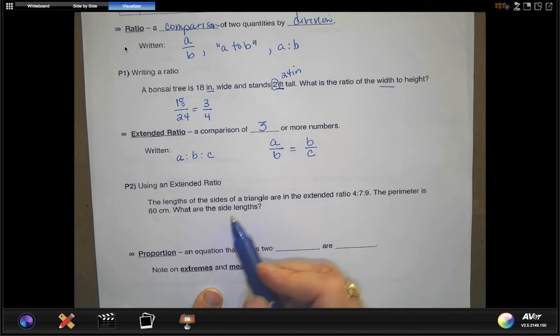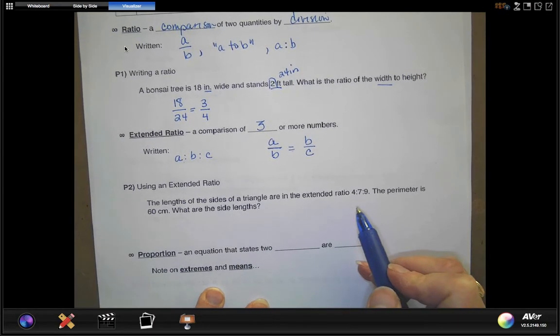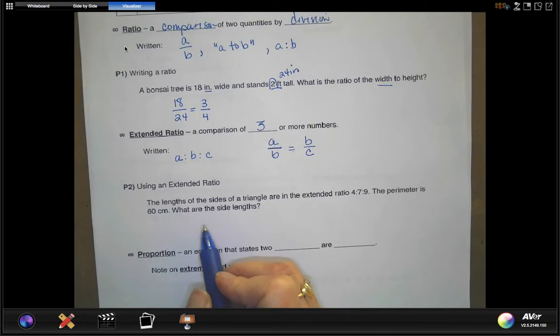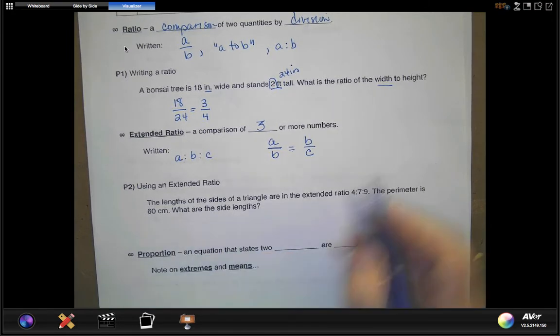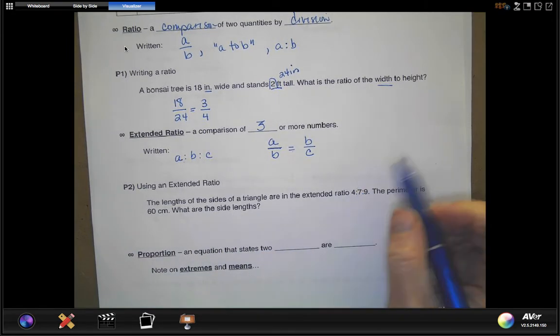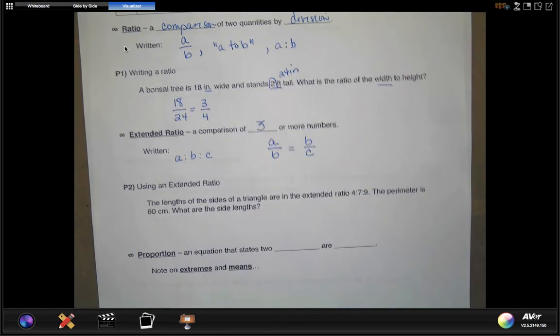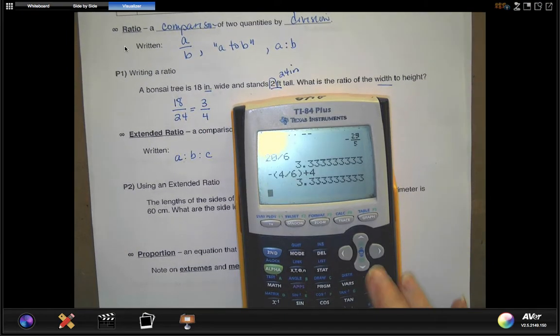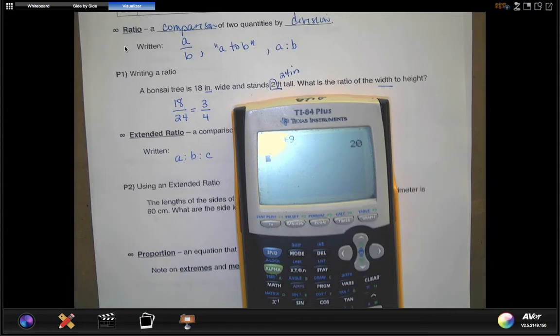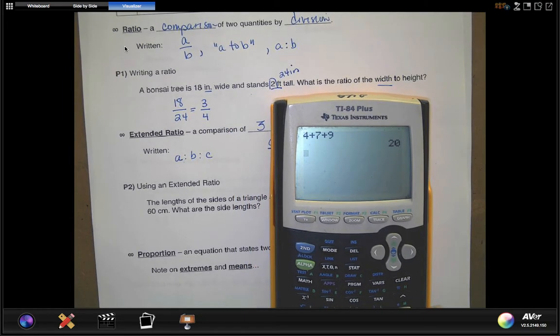All right, the lengths of the sides of a triangle are in the extended ratio 4, 7, and 9. The perimeter is 60. What are the side lengths? So the sides could just be 4, 7, and 9, but the problem with just 4, 7, and 9, 4 plus 7 plus 9 is only going to give me 20, so that's not going to get me to the 60. So I have to figure out how I want to scale up these numbers. So like maybe if I scale them by 2, I'd have 8 plus 14 plus 18, but that's still not going to give me 60. But you probably figure out where I'm going.